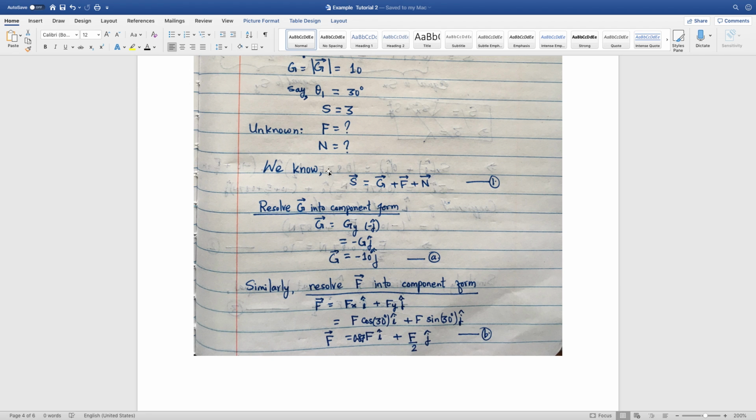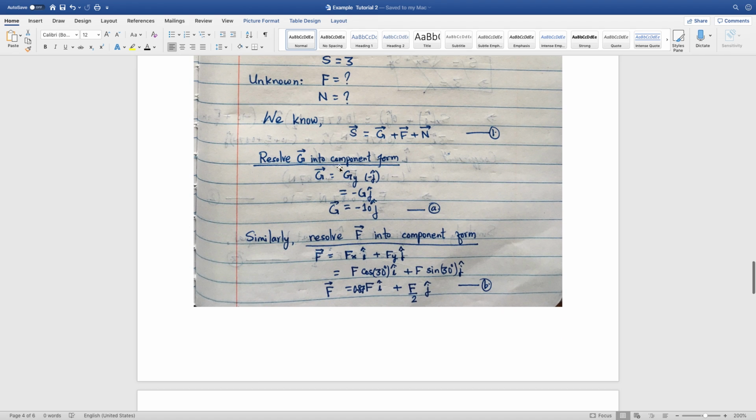Now again we are going to just repeat the story we have done in question number 1. So we are going to resolve vector G into component form, and then do the same thing for vector F, resolve it into component form, and then again resolve vector N into component form, and then add them together. And once we add all these vectors, we want to check whether that is the same as vector S or not. Okay, so let's see how we do that.